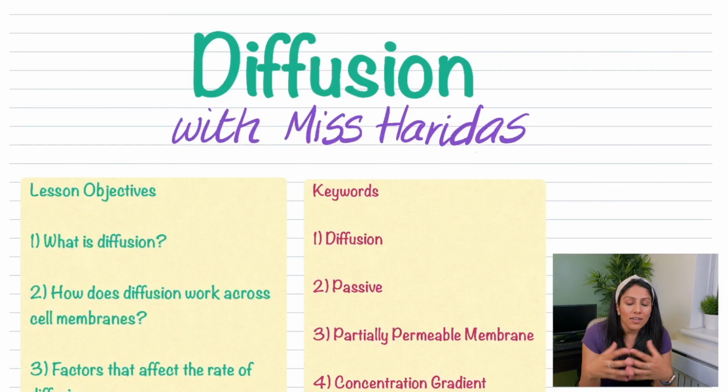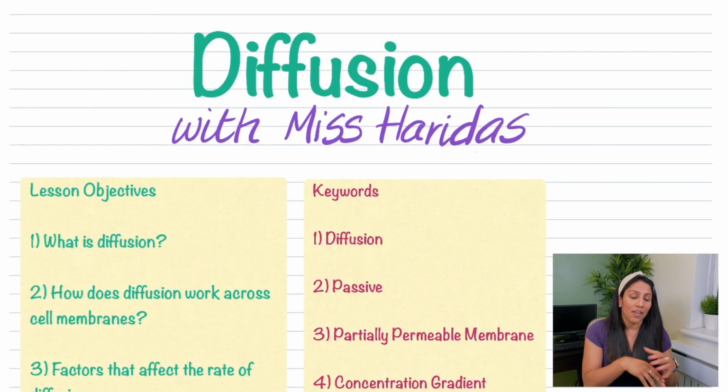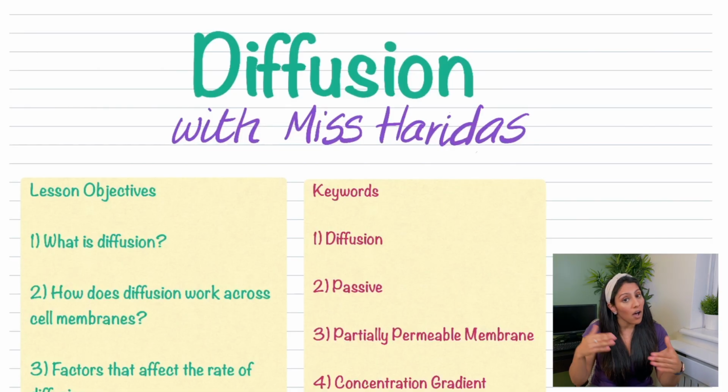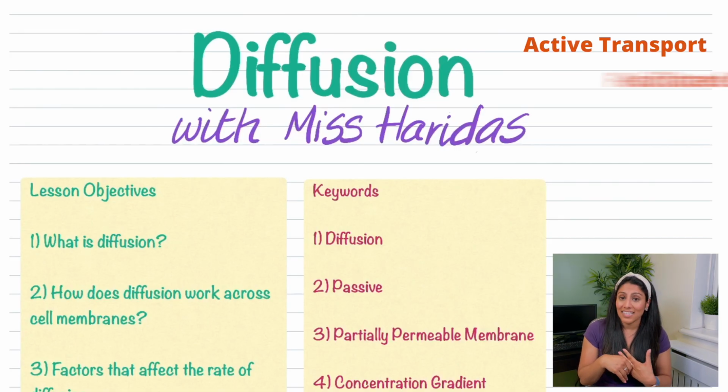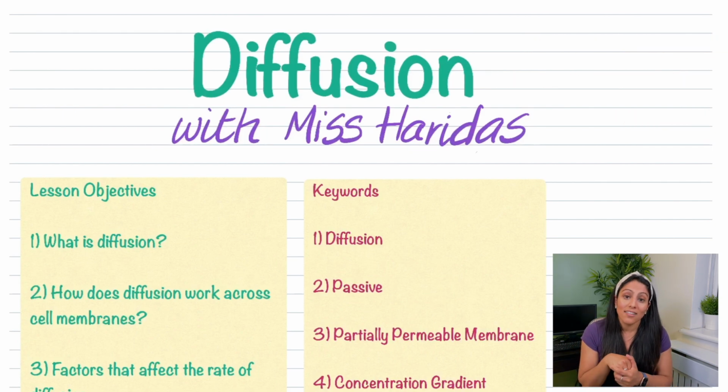Diffusion is how substances move from one place to another. This could happen in your environment or inside your body, and diffusion is just one example of how this happens. There are other examples such as active transport, facilitated diffusion and osmosis, but we'll save that for another lesson, and today we will just look at diffusion.